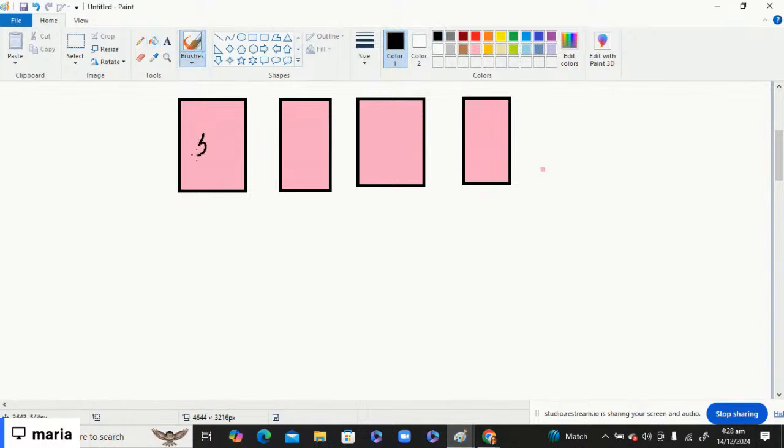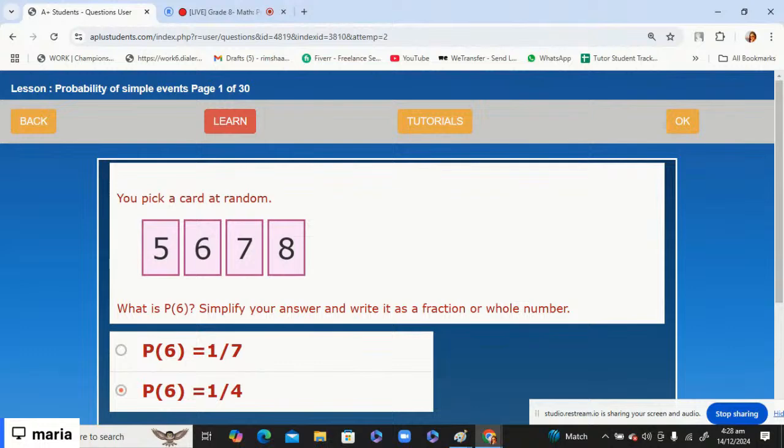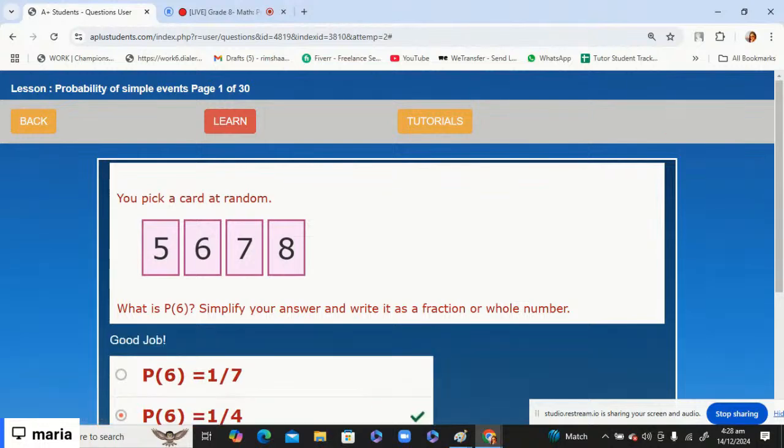5, 6, 7, and 8. We are going to find the probability of 6. So how many total cards? 1, 2, 3, 4. How many cards are 6? Only 1. So the probability of 6 is 1 by 4.